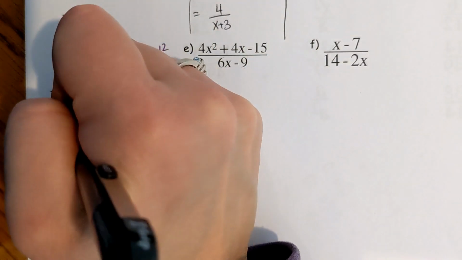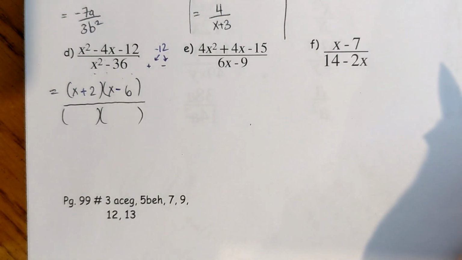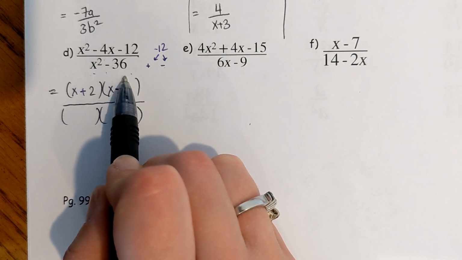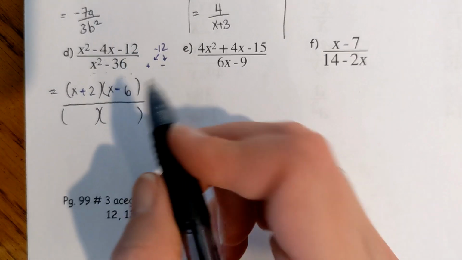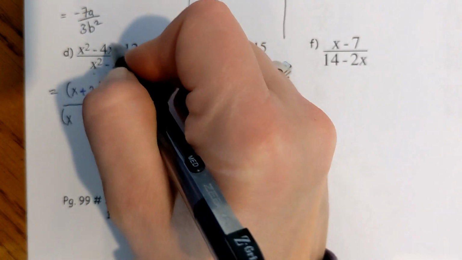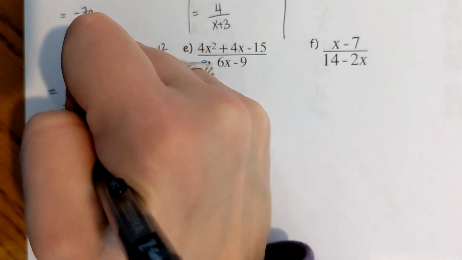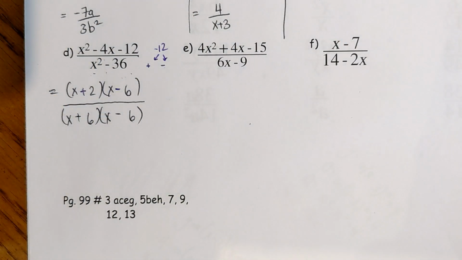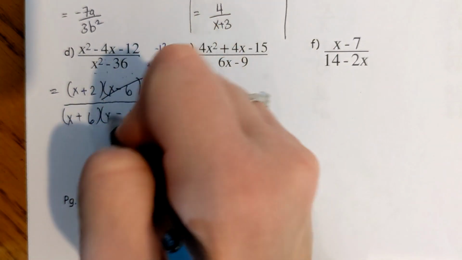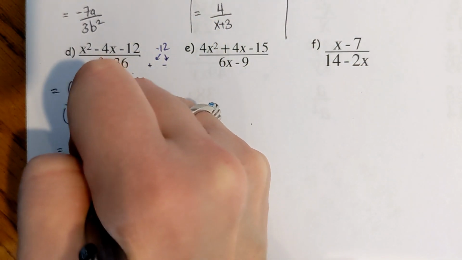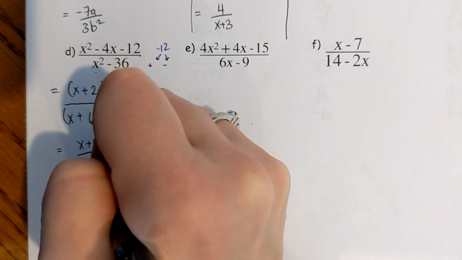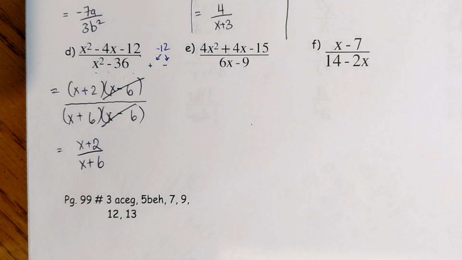On the bottom, I have a difference of squares. So when I do that, I'm looking for two numbers that multiply to negative 36 and combine to 0 because I have no b term. I have 1 plus and 1 minus, and I've got a 6 and a 6. I've got the common factor of x minus 6. And so my final answer is x plus 2 over x plus 6.